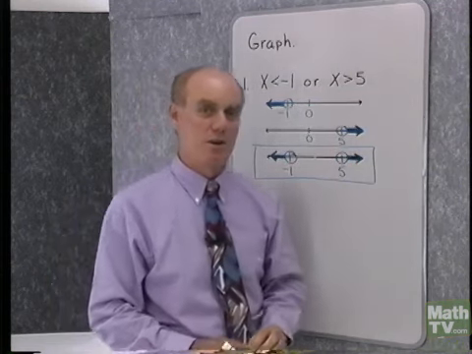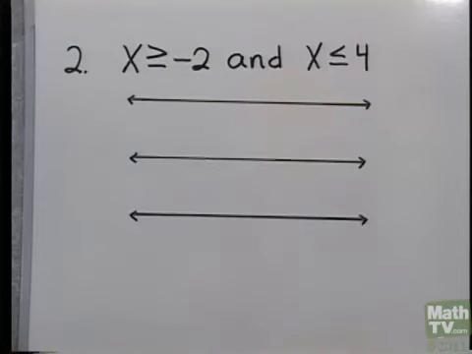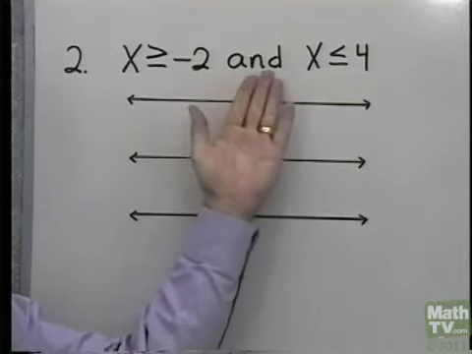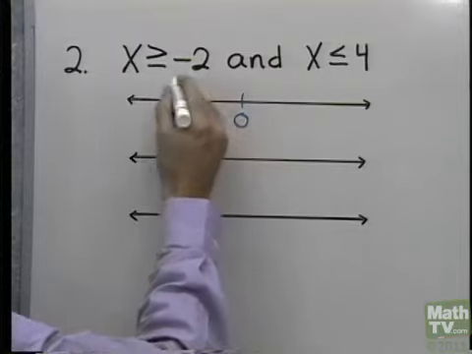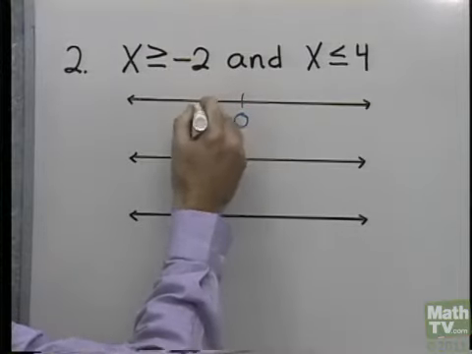Let's look at one where the connecting word is the word and. X is greater than or equal to -2, and x is less than or equal to 4. So I want all the numbers that do this and do this. So I'll put in 0 here for reference. I'll look at all the numbers that are greater than or equal to -2.